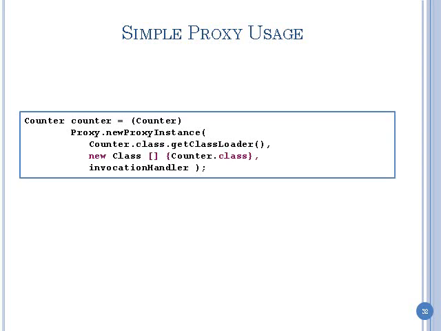So we say new proxy instance, Counter.class.getClassLoader. We have to send a class loader, and the new class, Counter.class. We have to send a list of classes, so I give the array of classes, and here's the invocation handler. Now let's stop at this point, and I'll build this context again, and we'll see how the proxy is generated.